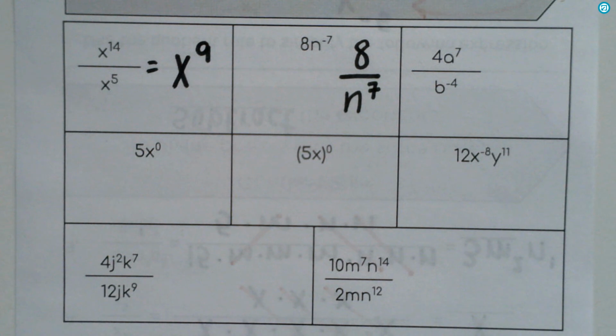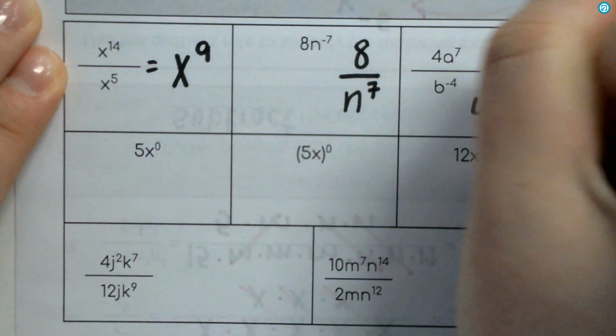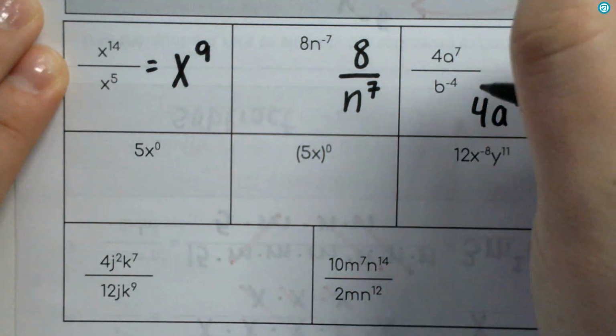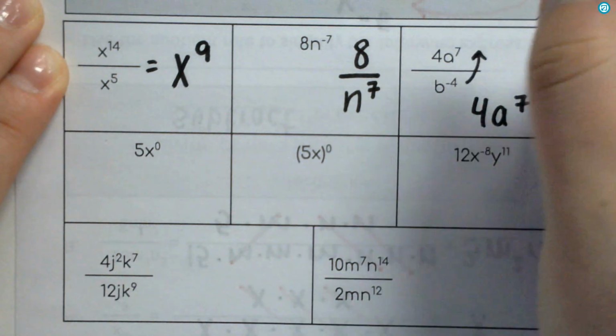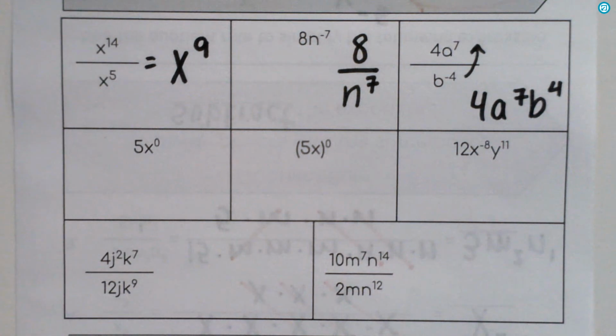Okay, this next one, we've got 4a to the 7th, so they get to stay where they are. And then the b to the negative 4th is going to move up to the top of the fraction. So my 4a to the 7th, I'm just going to rewrite it. B to the 4th would come up to the same level and now be a positive exponent. I could put that all over 1 if I wanted to, but now that there's nothing on the bottom of a fraction, it doesn't need to be.